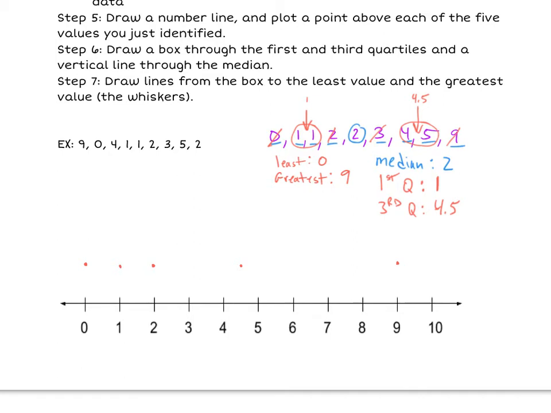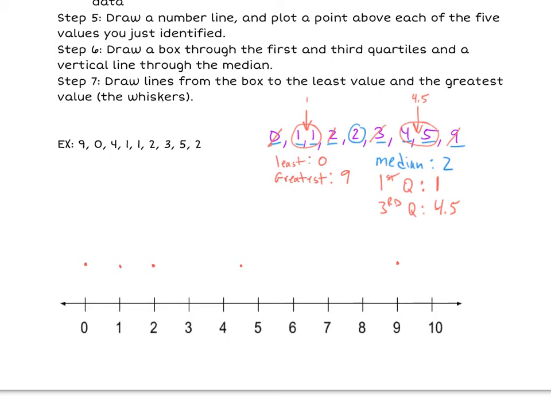So you should have 5 dots there. Okay? All right. Draw lines. Draw a box through the first and third quartile. So we're on step 6. And a vertical line through the median.